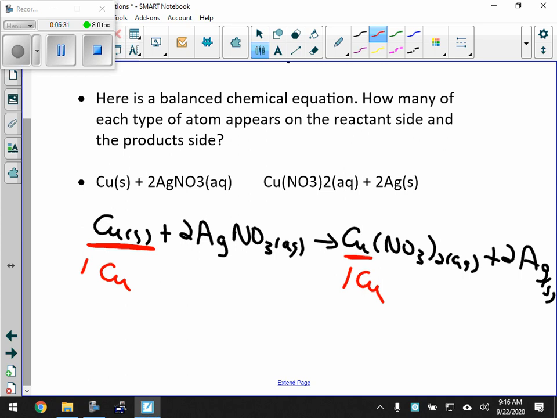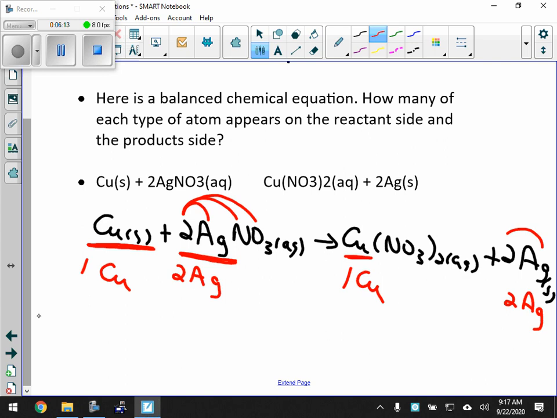How many silvers do I have on this side here? Now, this is where you have to pay attention a little bit. This 2, this coefficient, goes to everything behind it. I'm going to show you an easier way to balance that, basically. But how many silvers do I have? That 2 goes to everything behind it. How many Ags? Yep, 2. So there's 2 Ags here. How many silvers do I have here? 2, right? So 2 silvers.